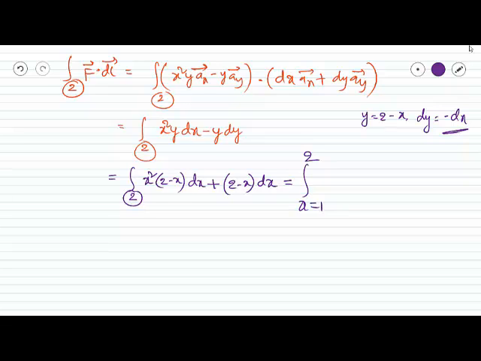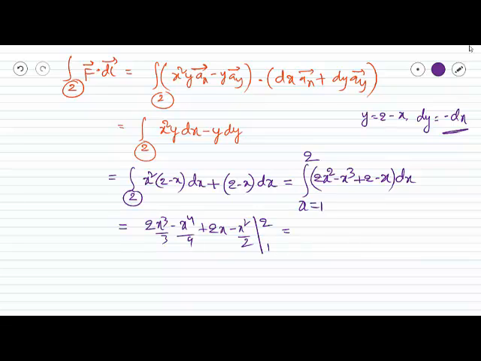Now with these things, what I will get is 2x square minus x cube plus 2 minus x dx. So if I do this integration, 2x cube by 3 minus x power 4 by 4 plus 2x minus x square by 2 over the limits of 1 to 2. So I will get after doing integration and substituting the limits 17 by 12. If you want to check, you can check with the calculator.